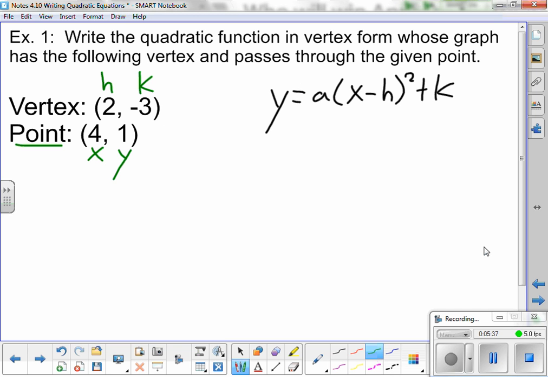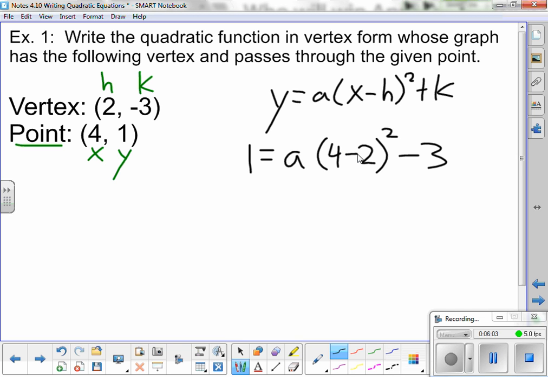So right now, all I'm going to do is just plug all those numbers in. So your y is a 1 equals a is just a, x is a 4, h is a 2, but it's a minus a 2, just minus h squared. And then your k is a -3, so plus a -3 is the same thing as a minus a 3. At this point, you would just solve for a. So just do some order of operations to simplify the right-hand side of this equation.